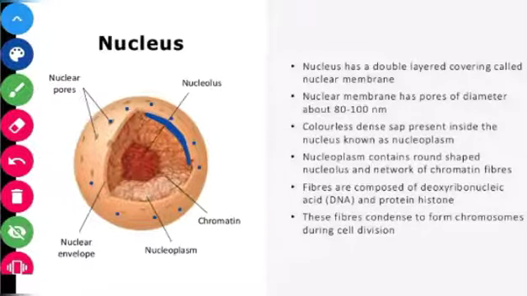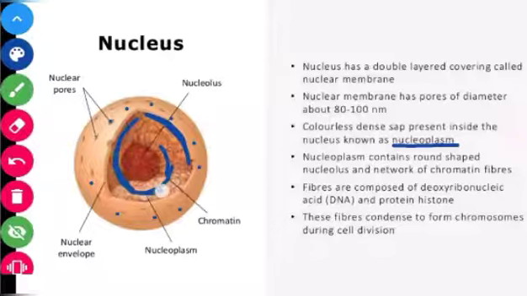Okay, and the third point is the colorless dense sap present inside the nucleus, that is called nucleoplasm. If you take a cell, in that there is a colorless fluid that is called cytoplasm, right? In the same way, here in the nucleus, it's also a sap like structure, colorless, and that is called nucleoplasm. There we call it cytoplasm, and here we call it nucleoplasm, which is present inside and at the center of the cell. And this nucleoplasm contains the round shaped nucleolus.